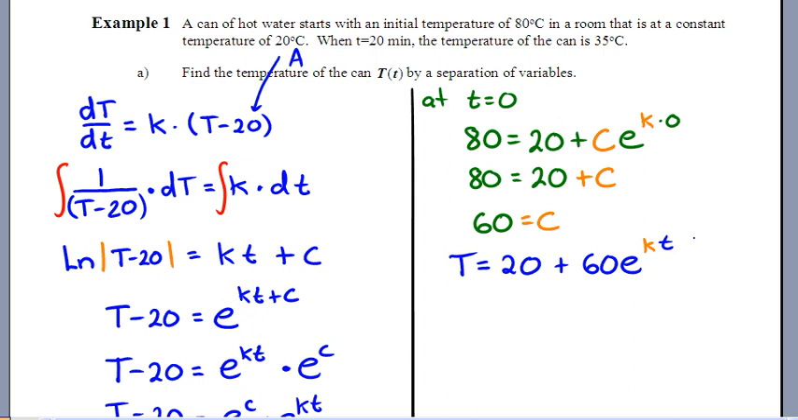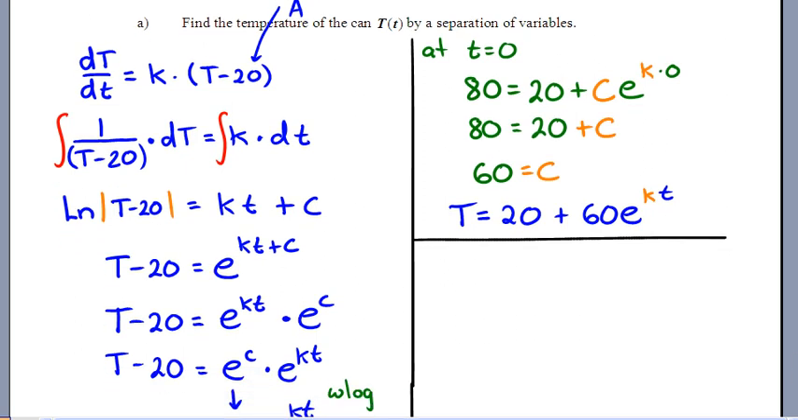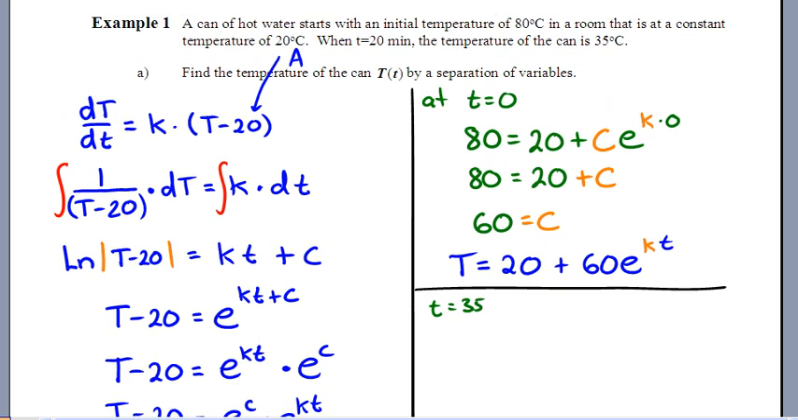So let's go and grab some more information. This k is all about just the geometry of the story, and it's going to decide how fast it cools. But they gave me another clue. They said when little t, the time, is 20 minutes, you've got to be down to 35. Okay, well, let's throw that in and see what happens. Okay, let's go with T being 35 for a second. Sorry, did I say that wrong? Yeah.